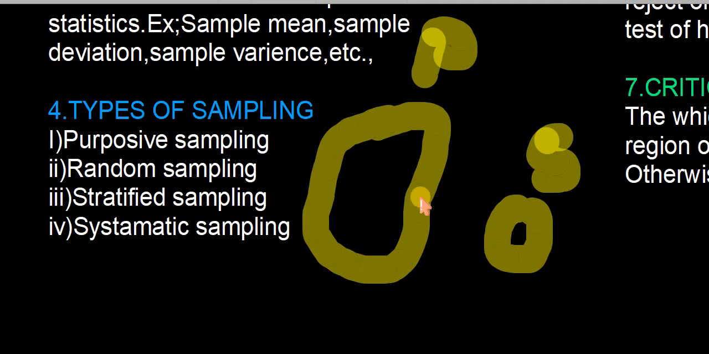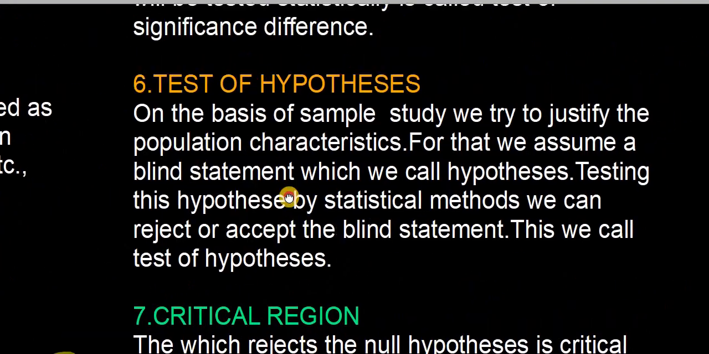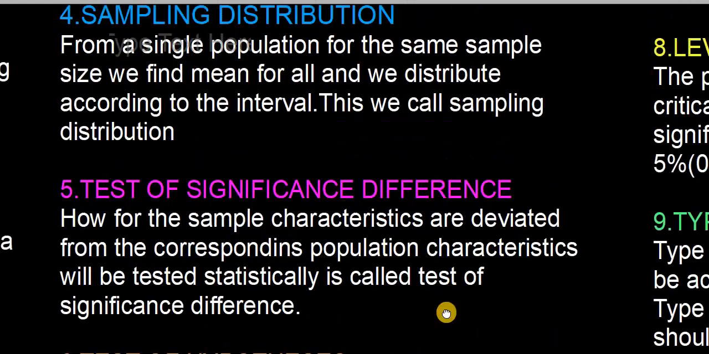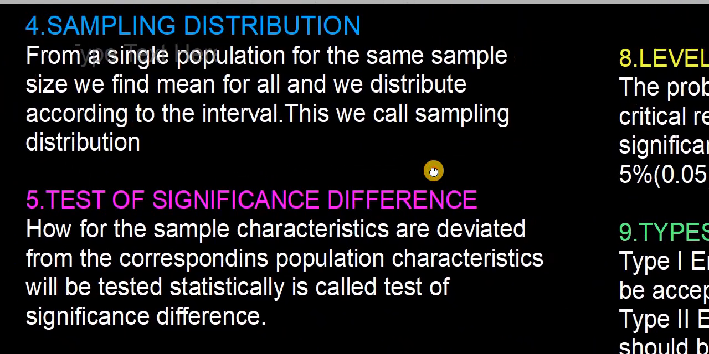So this is called systematic sampling. There are many types of sampling. The first one is called purposive sampling, the second is random sampling, the third is stratified sampling, and the last one is systematic sampling. Now let us come to the next topic, test of significance and sampling distribution.